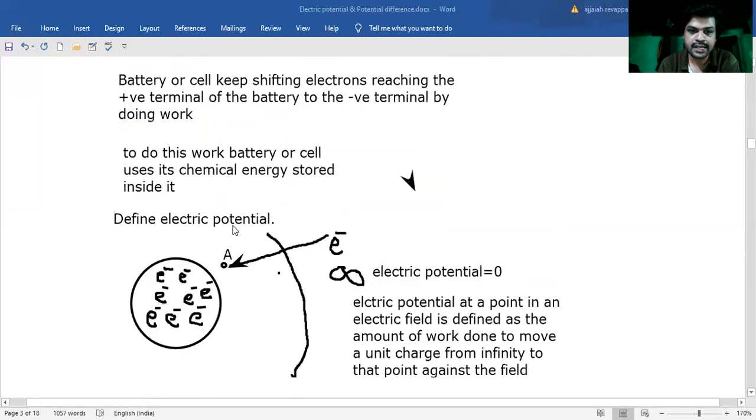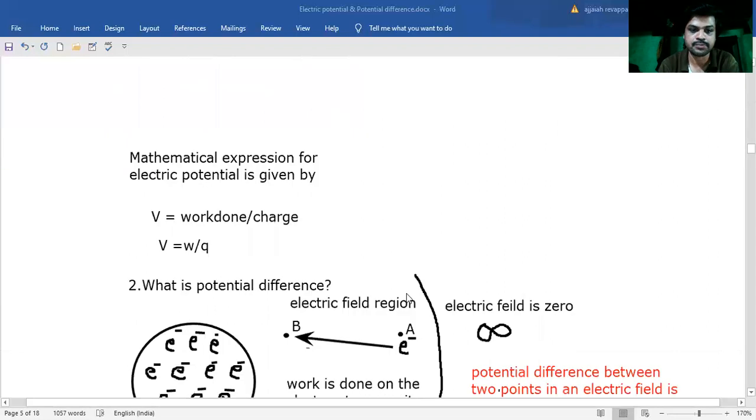Fine. Next, what we have defined is the electric potential. It's a very important question again. Electric potential at a point in an electric field is defined as the amount of work done to move a unit charge from infinity to that point against the field. So that is the definition of electric potential. Then what is the mathematical expression for electric potential? It is V is equal to work done divided by charge. V is equal to W by Q.